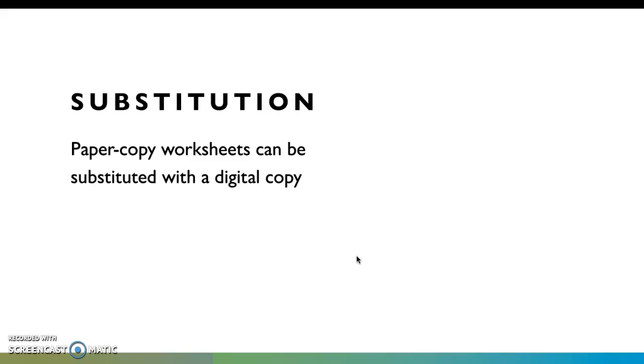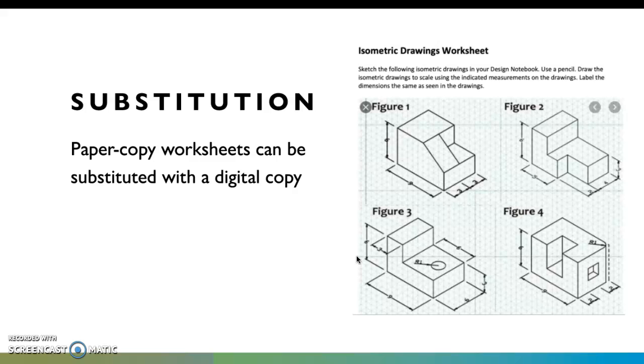So for substitution, that would be changing out paper copy worksheets and substituting them for a digital copy. So instead of printing this out on paper and giving it to the students, I could post this up online in the student learning management system. They could access it, work this in their lab or design notebook, and then take a photo of that and submit a digital copy of that as their work. Or I could pick up their notebooks and look at it that way.